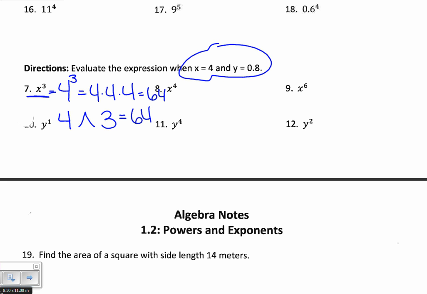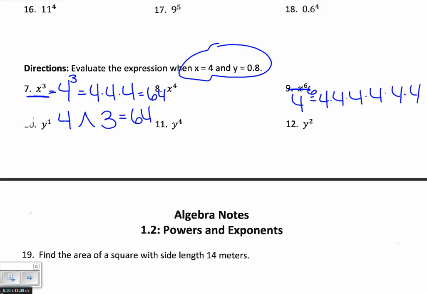For number 9 it says x to the 6th power. So we're going to take out x, we're going to put in 4. So I have 4 to the 6th power. Again, we can write out what that means. This means 4 times 4 times 4 times 4 times 4 times 4.